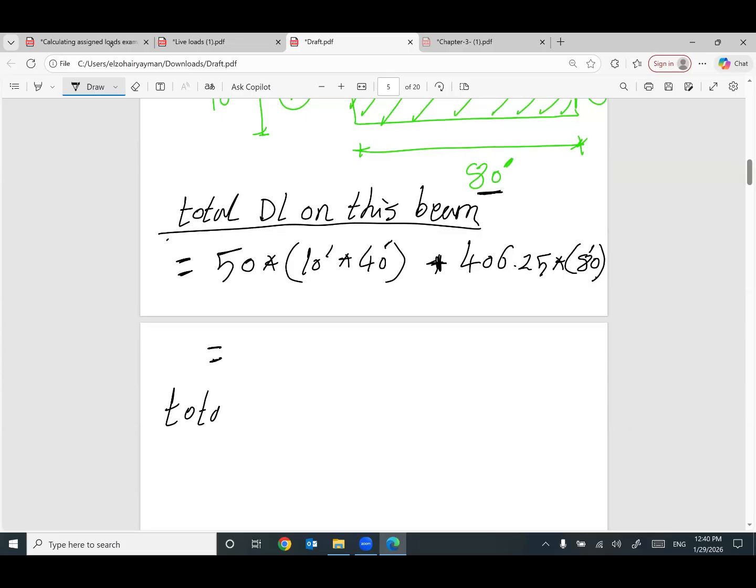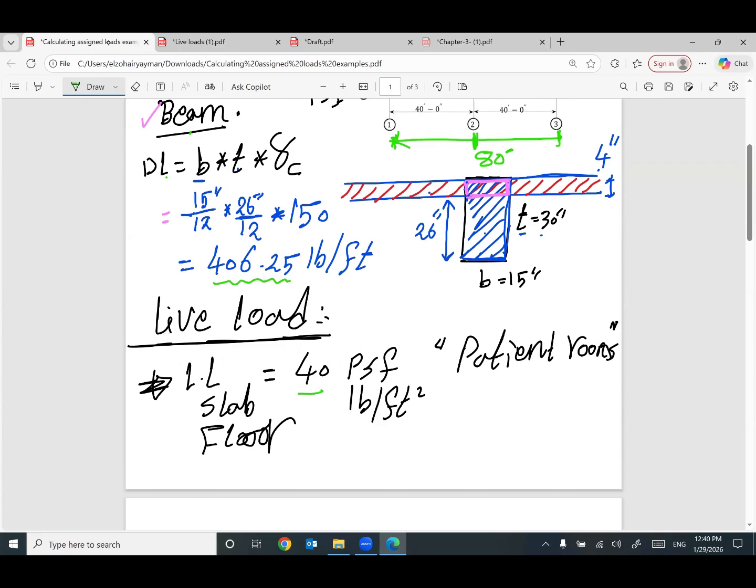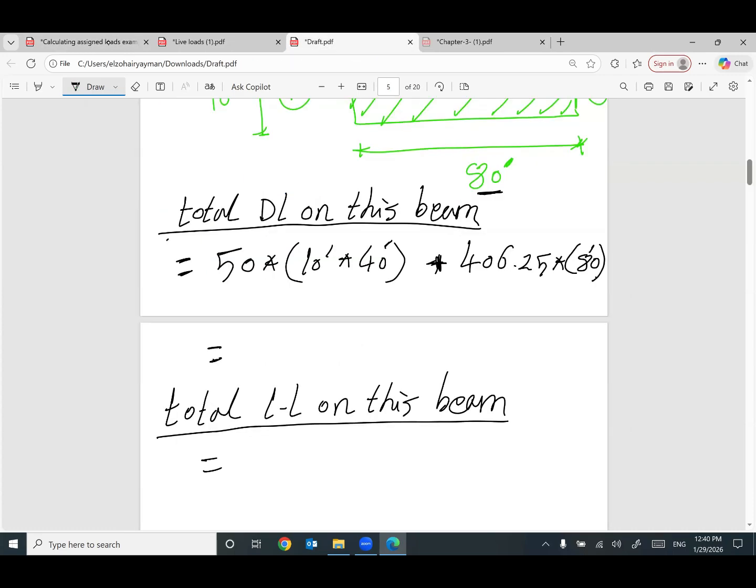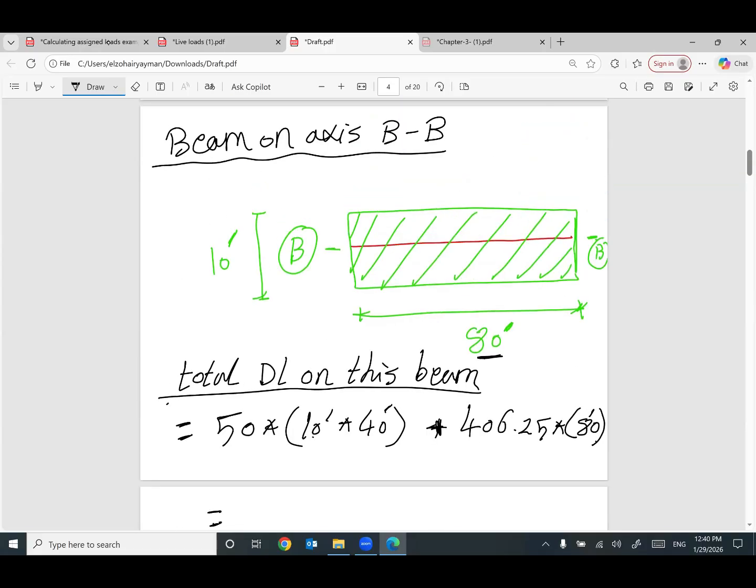The total value of the live load on this beam will equal the value of the live load on the floor, which you got from the table, 40, times the area assigned to this beam, which is 10 feet by 80 feet. I have a mistake here. This area is 10 feet times 80, not 40. Sorry.